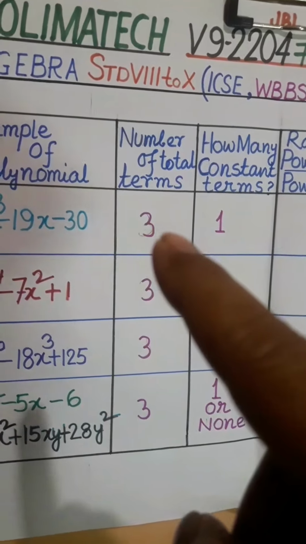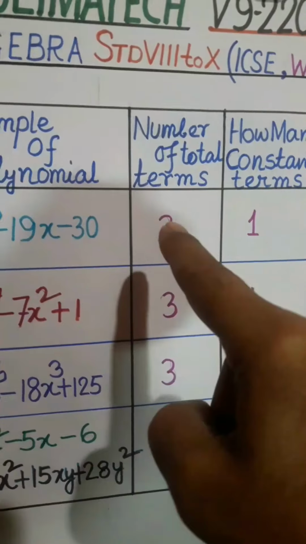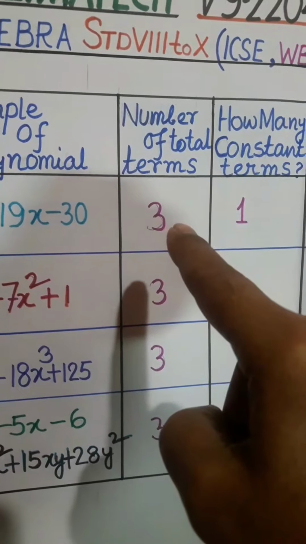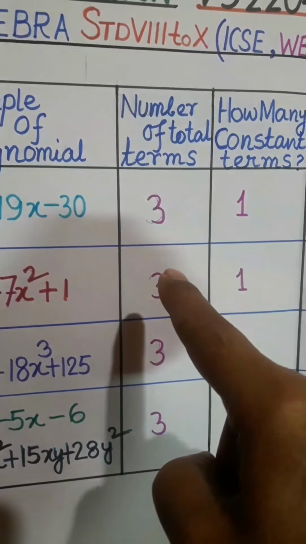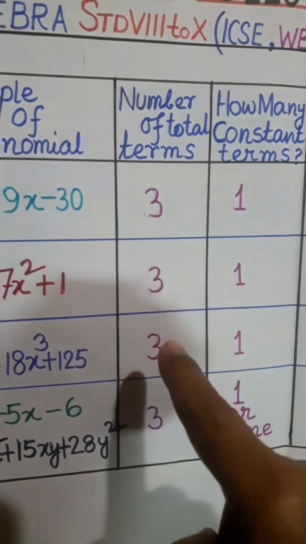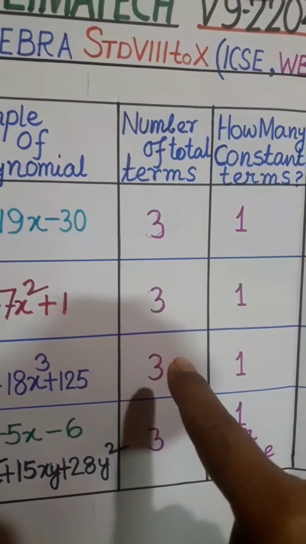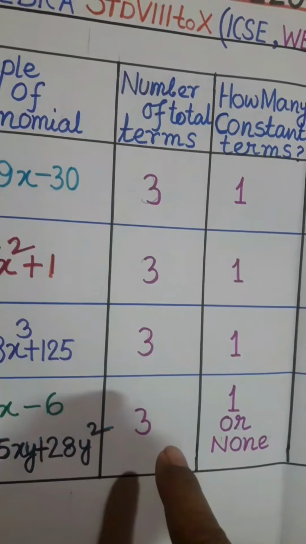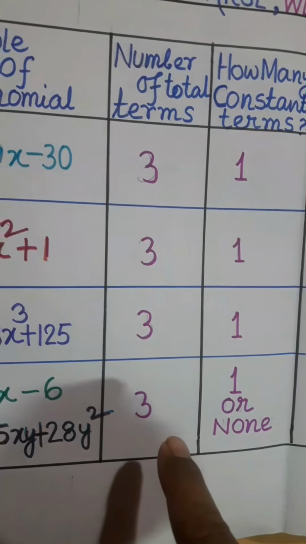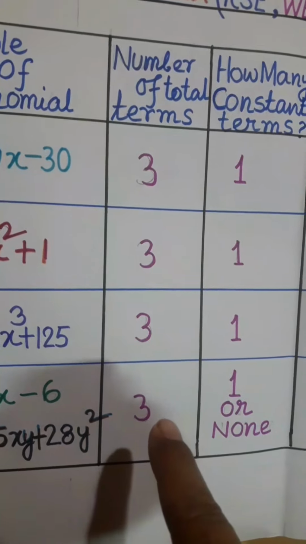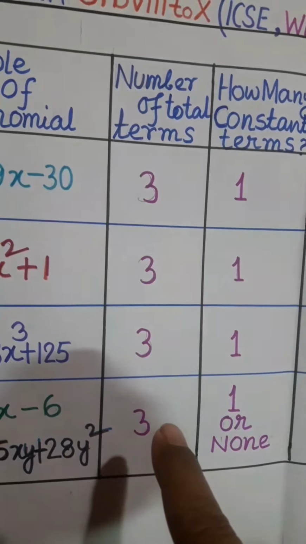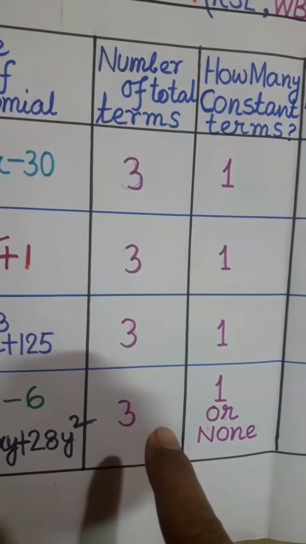We find in the first sample, the total number of terms is 3. In the second, the total number of terms is 3. In the third, 3. And in the fourth, 3. So the total number of terms is 3 in all the cases. So this is one vague similarity, and this can create some confusion.